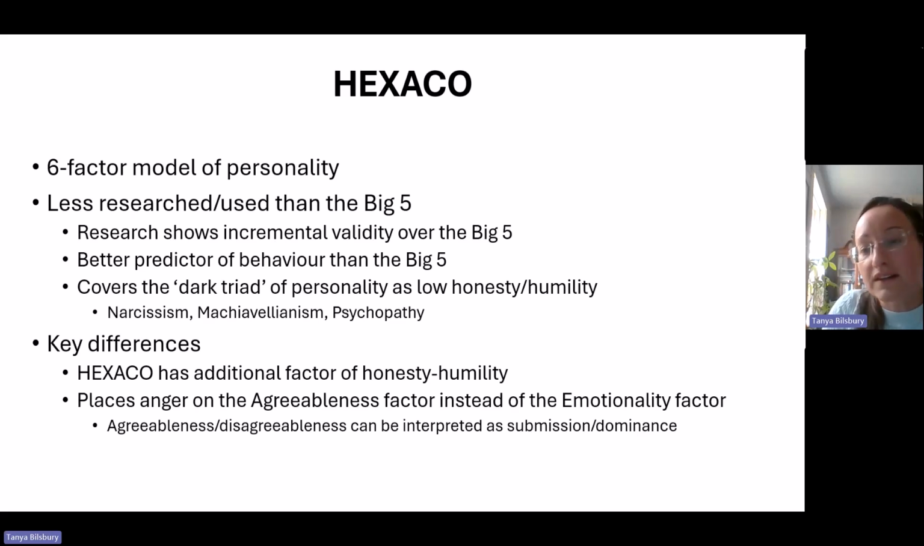You could think of the honesty, humility scale as getting really at self-interest, the nasty things you'd be willing to do for it, and wanting to be better than other people and have more wealth, versus being, I guess, more modest.